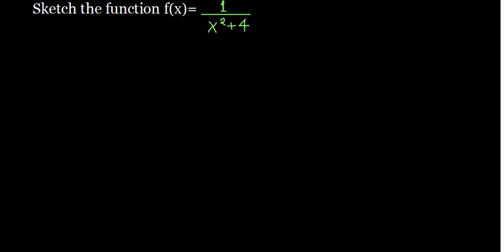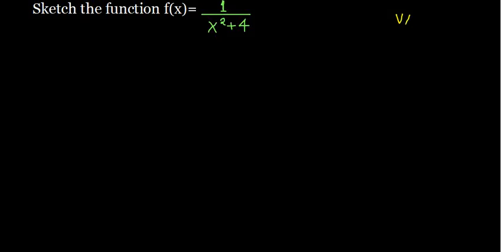Sketch the function f of x is 1 over x squared plus 4. Now, what we need to find is the vertical asymptote and the horizontal asymptote for a rational function. Horizontal asymptotes are given in terms of y. As long as the power in the denominator is bigger than the power in the numerator, then this function is always going to have the horizontal asymptote y equal to 0. We can see that the highest power of x down is bigger than the highest power of x on top.